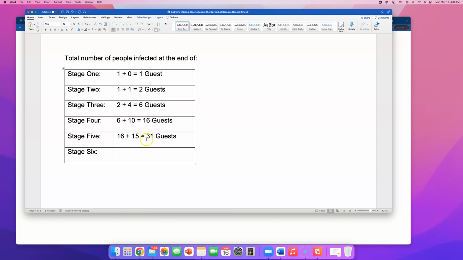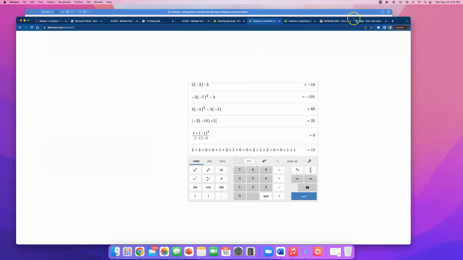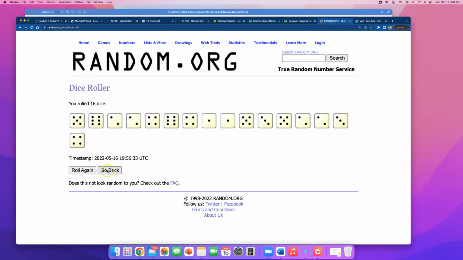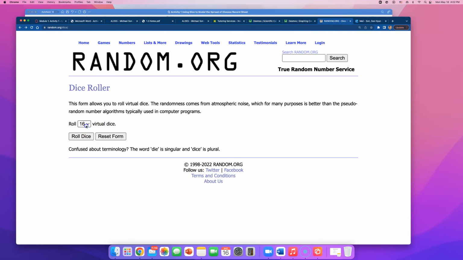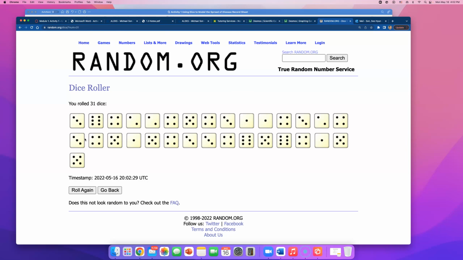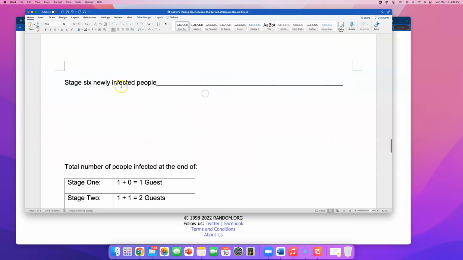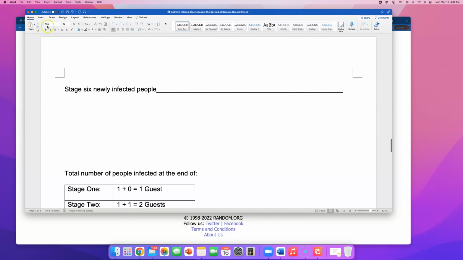So let's see, how many dice do I need to roll at this point? 31 dice. All right, let's do that. 31. I don't know if my party is just bad or if you guys are seeing similar numbers, but I think I'm gonna infect everybody. Roll the dice 31 times, and I'm gonna go ahead and do this, and that will be it for me. I think my party's over now. Everybody's sick. So stage 6.